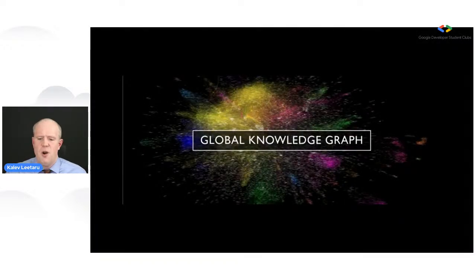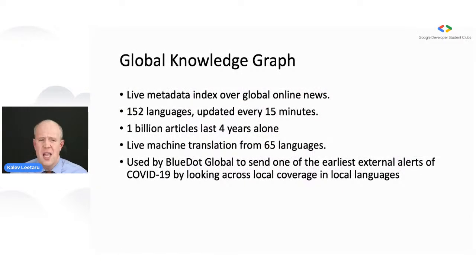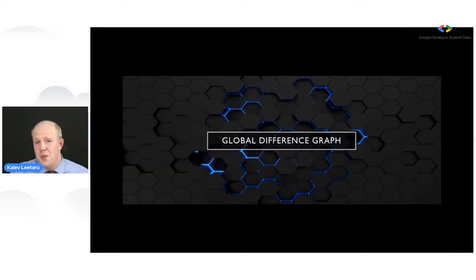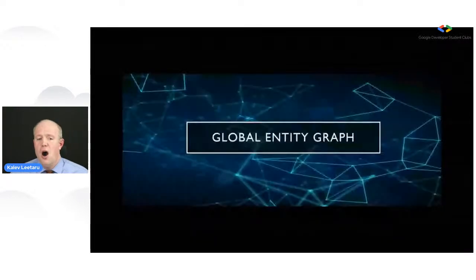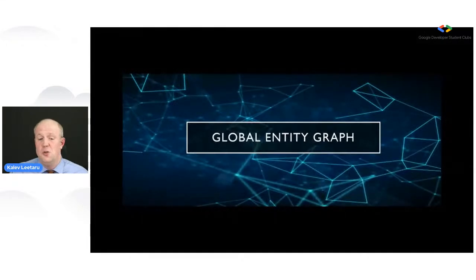We have the global knowledge graph. This is a case where we take online news, and we codify all kinds of different stuff there. We have a difference graph, for those that are interested in information science. That's where every news article around the world, we recrawl it after a day and after a week and actually catalog all the changes there. So you can actually look at how the news is being rewritten.